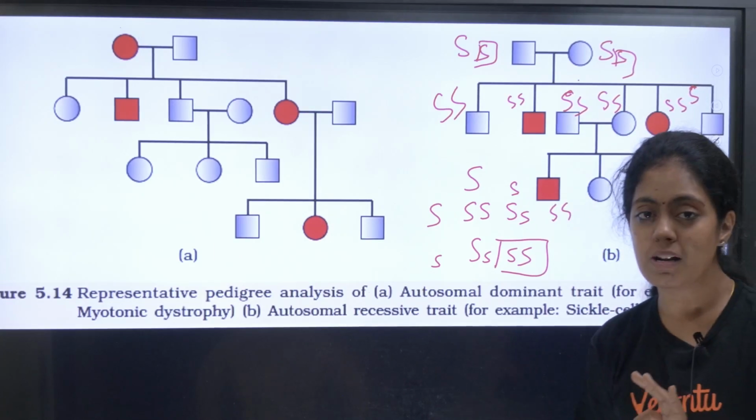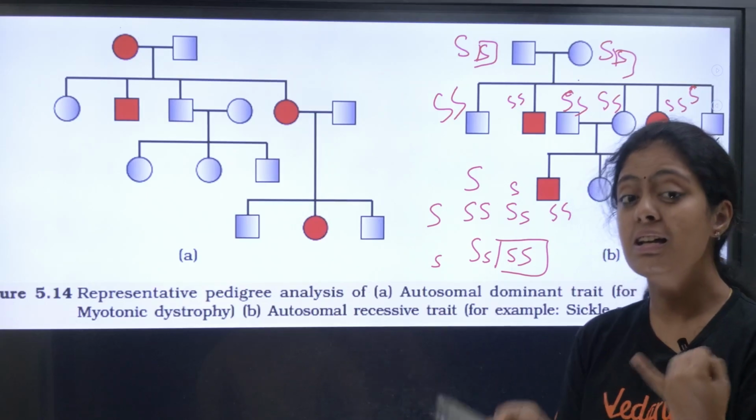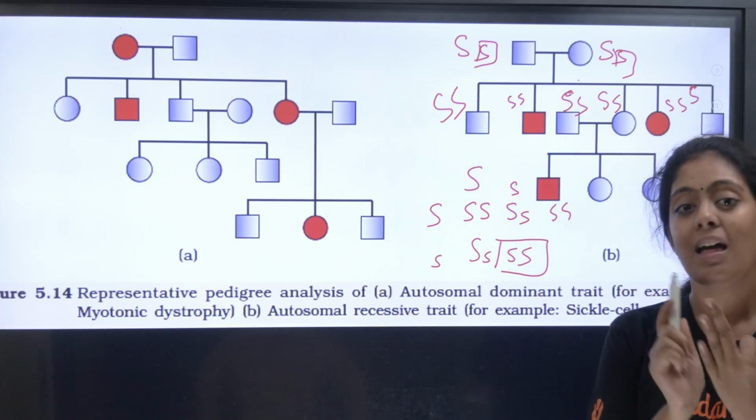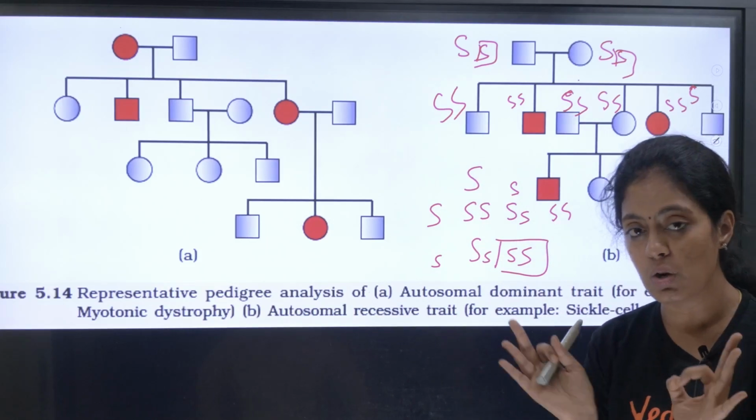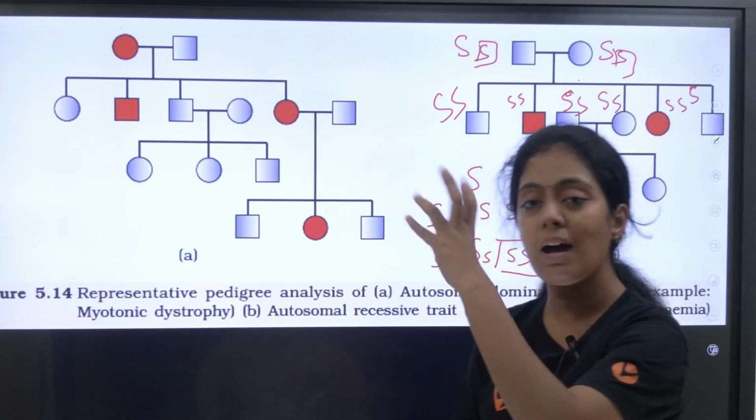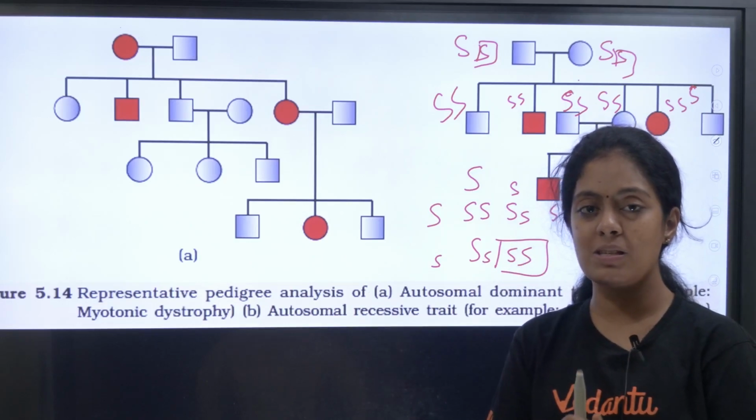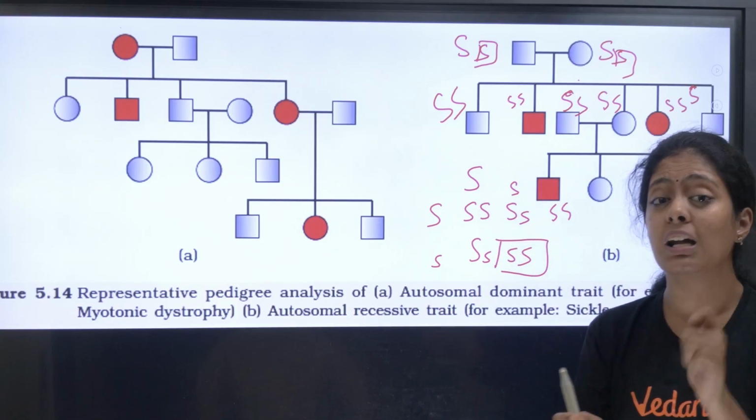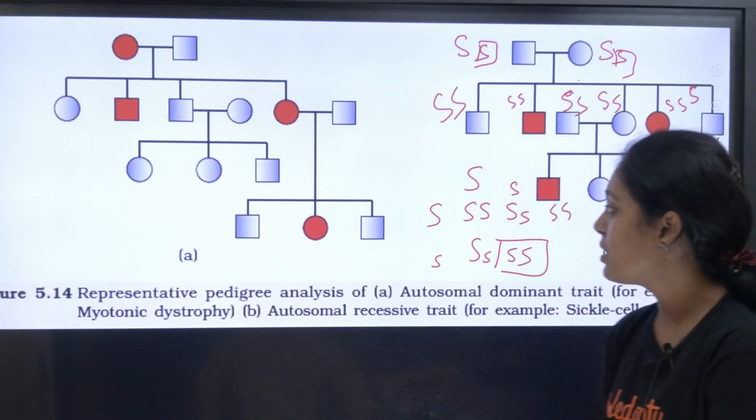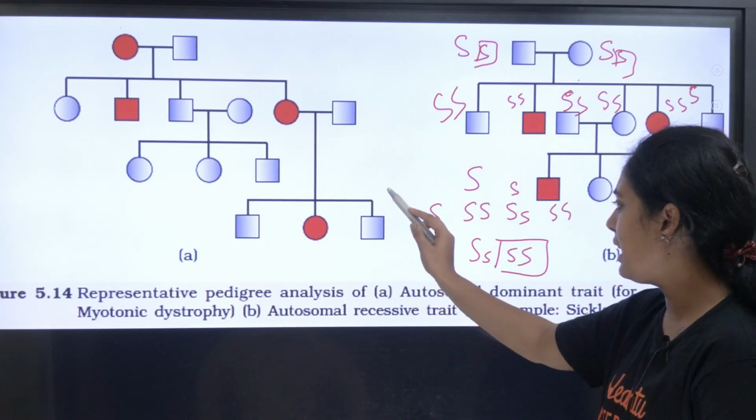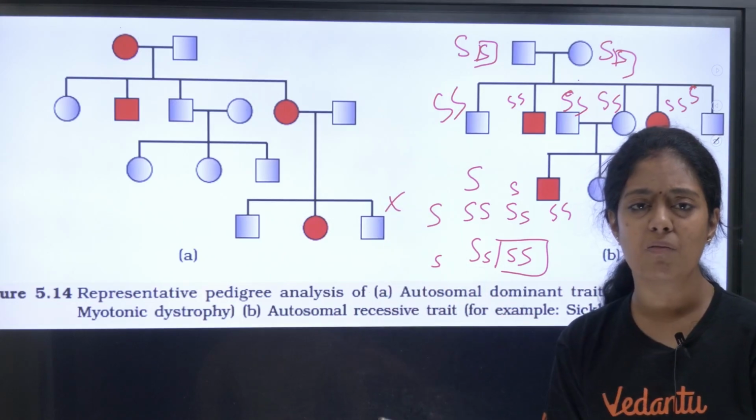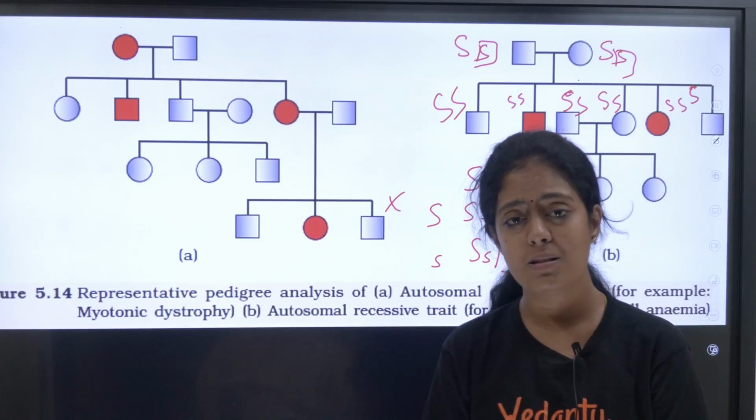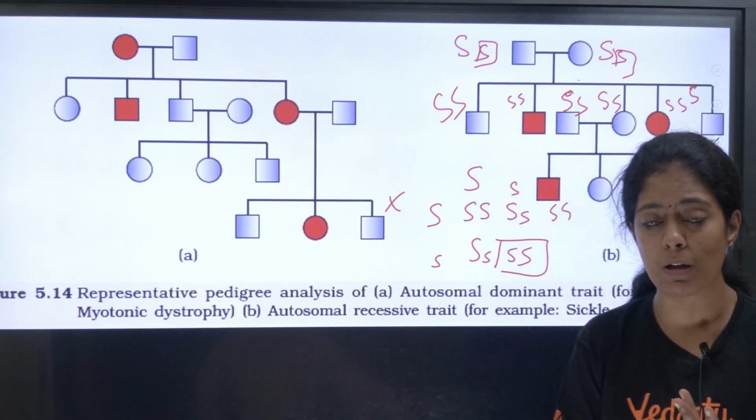For autosomal recessive trait there are three examples: sickle cell anemia, then phenylketonuria and thalassemia, which are involved in your syllabus. They can give you a probability-based question with a pedigree and ask you to identify what kind of pedigree it is, or the probability that person X or person Y is a carrier or a normal person. You can expect many such questions.